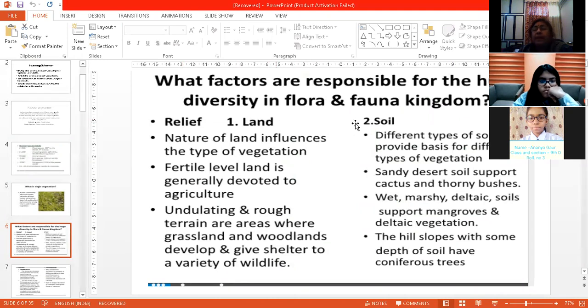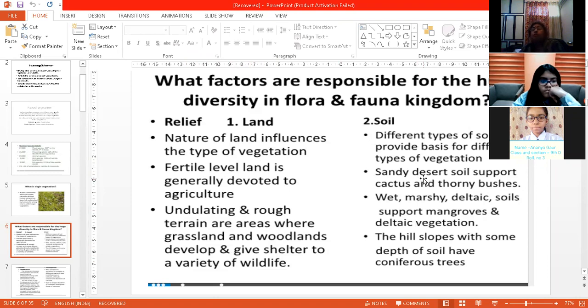Relief includes land and soil because the type of land, whether it is mountains or plains or plateaus, affects the type of vegetation. You cannot find dense vegetation in a desert or on a plateau, isn't it? So the nature of land influences the type of vegetation. Fertile level land, the plains are generally devoted for agriculture, and the areas which are undulating or rough, these are where we find the grasslands or the woodlands, and they give shelter to wildlife.